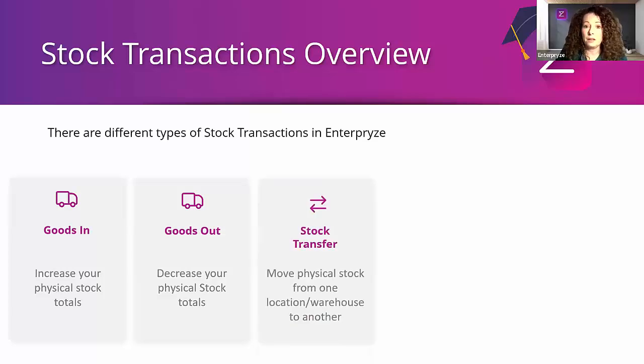Then we have a stock transfer, which is simply moving stock from one location to another. So, for example, we have a general warehouse and we have another warehouse, maybe it's our receiving warehouse, and we literally want to move stock from the first warehouse to the second warehouse. Or perhaps it's a retail location. Maybe you've got a warehouse and you've got a retail shop and you want to show that the stock has been moved from one location to another. And you can do that simply using a stock transfer.